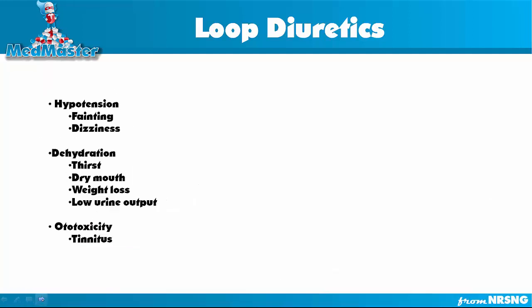This medication also can cause significant hypotension, and that's why you have to teach the patient about side effects like fainting and dizziness. And since this drug excretes a significant amount of water and causes diuresis, we have to teach the patient to look for signs and symptoms like thirst, dry mouth, significant weight loss, and low urine output, usually less than 30 ml per hour.